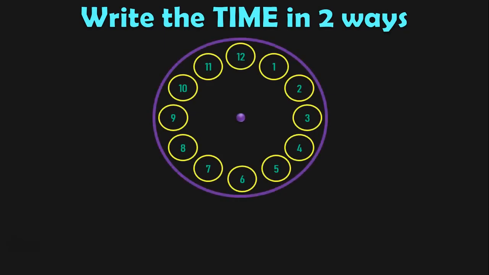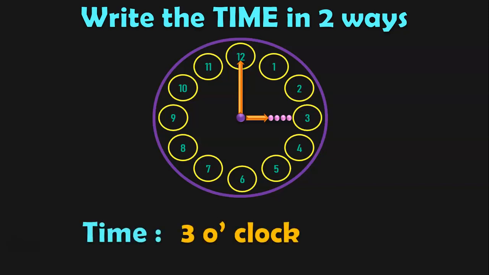Write the time in two ways. Here we have a clock with the long hand on 12, that is the minute hand pointing to 12, and the short hand or the hour hand pointing to 3. So what is the time in the clock now? 3 o'clock or 3:00. In this class, you will be learning only the concept of time in this way.